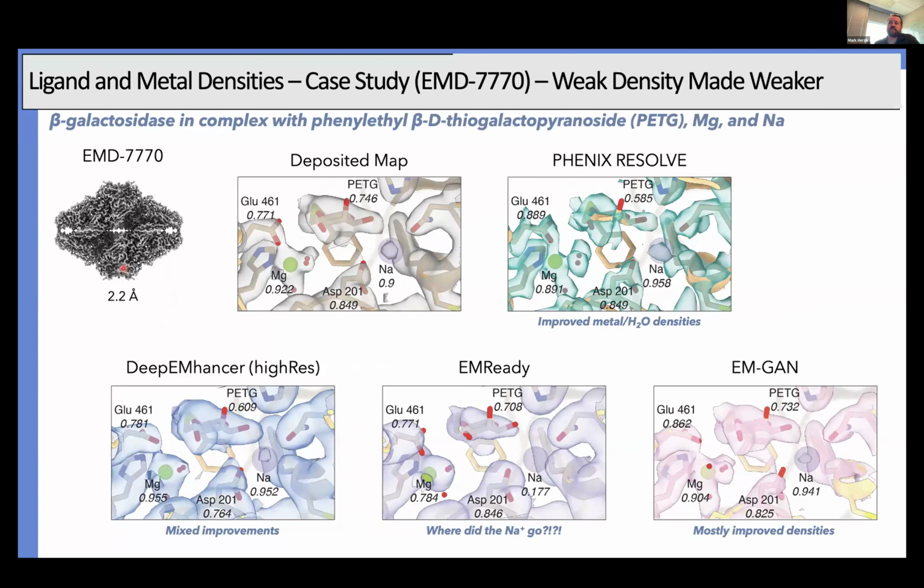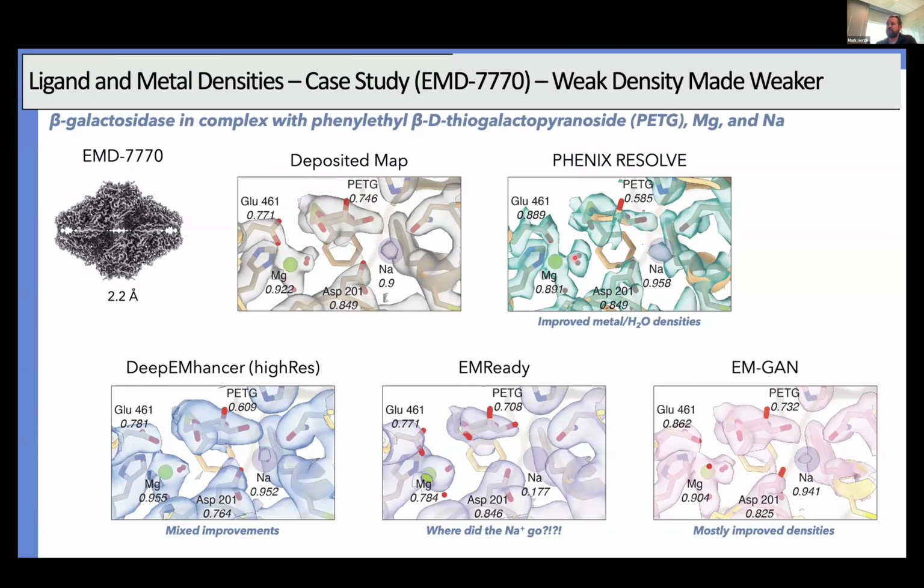Now, beta-galactosidase has been a test specimen in cryoEM for many, many years now, and this 2.2 angstrom structure of beta-gal with this PETG ligand has been used in numerous examples. And so in the deposited map, you can see a magnesium as well as coordinated water molecules with really good density, which you would expect for a 2.2 angstrom map. And there's also the sodium that's located within this active site and this PETG ligand, which surprisingly does not have great density for this benzyl group.